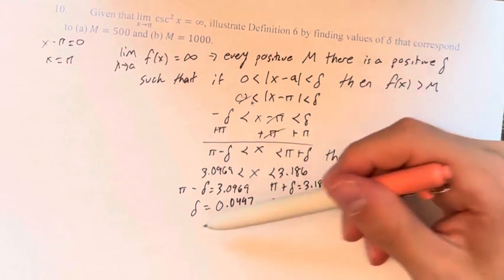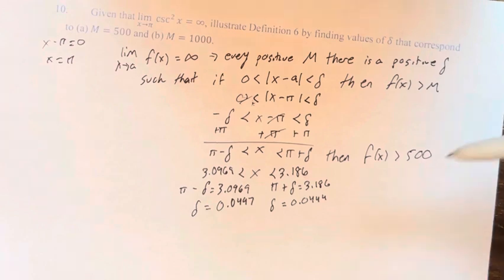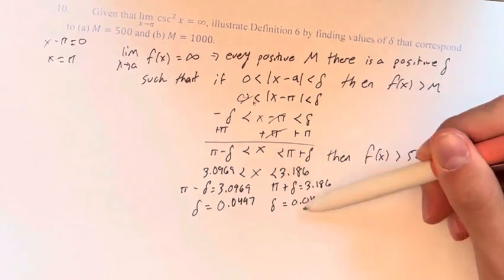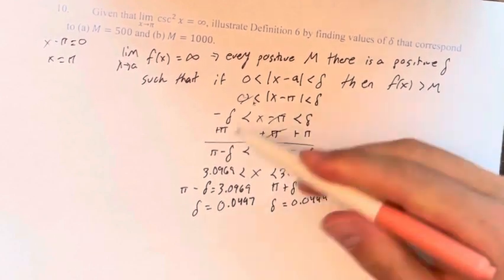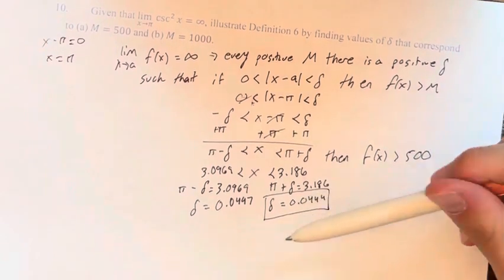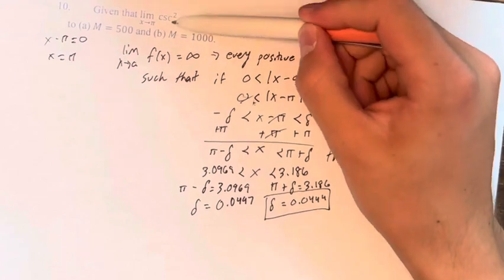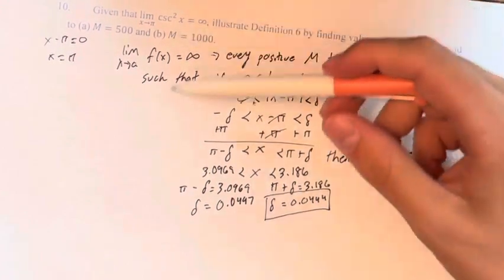We have to take the smaller of the two values, because if we go 0.0447 in the positive direction, we'll dip past the 0.0444 mark and go below. So you take the smaller value. Again, this is saying that as long as you stay this close to x equals pi, then f of x, our function here, is going to have a value greater than 500, and therefore we can assume that its limit goes off to infinity.